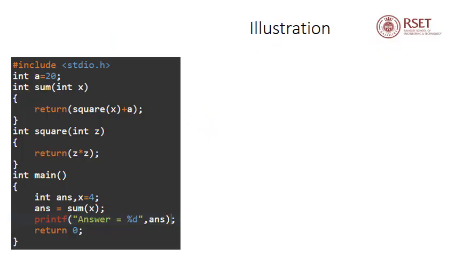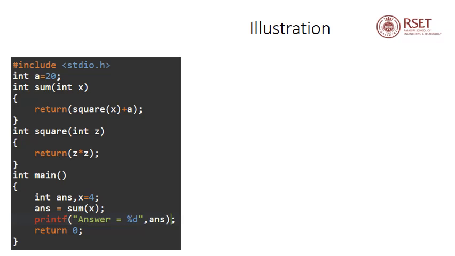In order to give you a real-time illustration of how these activation records are being pushed onto the stack, I've provided an example C program here. It's a very simple program. We have a global variable A which is initialized as 20. Then we have two functions, sum and square, apart from the main function. Function sum returns an integer value and takes an integer argument x. Sum just returns x square plus A, and in turn it calls another function square, which returns an integer value and takes an integer argument as input. Obviously square will return the value z square.